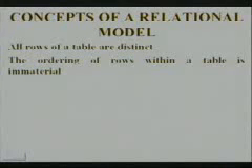Another important characteristic of your table is that all rows of the table are distinct. The ordering of rows within the table is immaterial. So I have defined a five-row table, but I can reshuffle the rows and the meaning, or the semantics, of the table remains the same. These are the two important characteristics of your table in the relational database model.